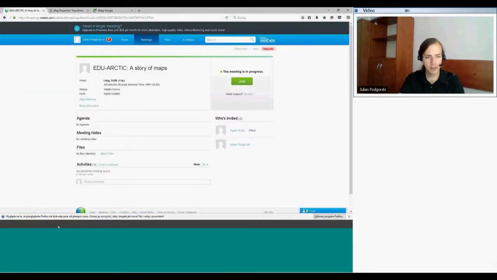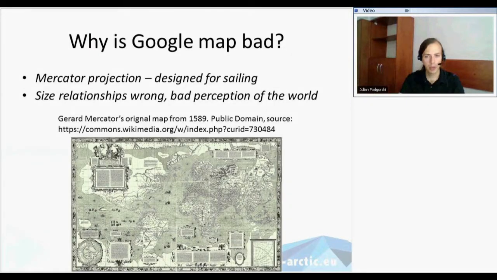It's not like the map is bad. The map is good, but only good for sailing. It's bad as a general map for just looking up the world, because it plants in our brains the bad perception of the world.